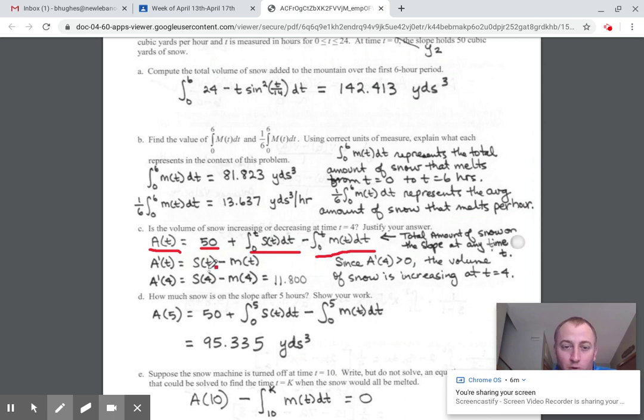So I have s of t minus m of t. When I plug in 4 and type it in my calculator, we get 11.80. Since that is greater than 0, I know that the total amount of snow is increasing at t equals 4.